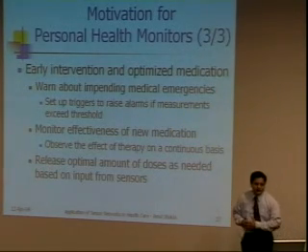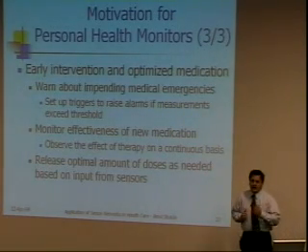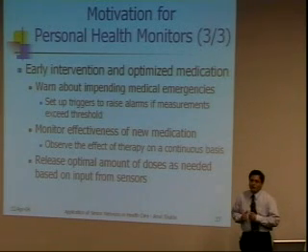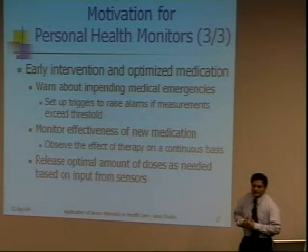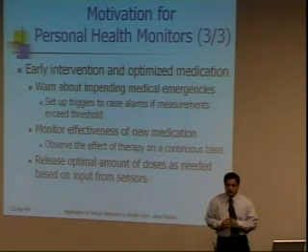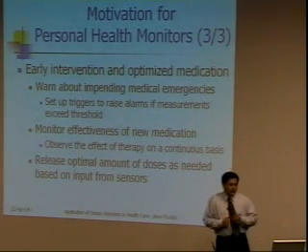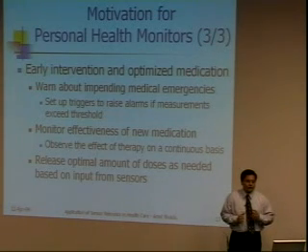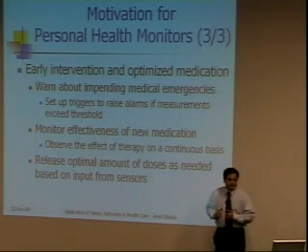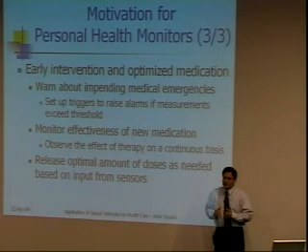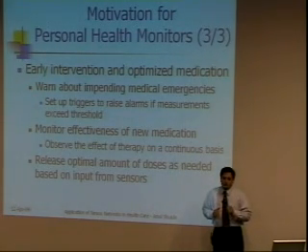Finally, we can use sensor networks for early intervention. We can have thresholds set up to warn about impending medical emergencies. For example, if your blood glucose exceeds 180, your physician could be alerted. We can also use sensor networks deployed in your body to monitor the effectiveness of a new medication or a drug on a continuous basis and see how your body is reacting to that drug. In fact, we can use the data from such sensors to release optimal amount of dosage.